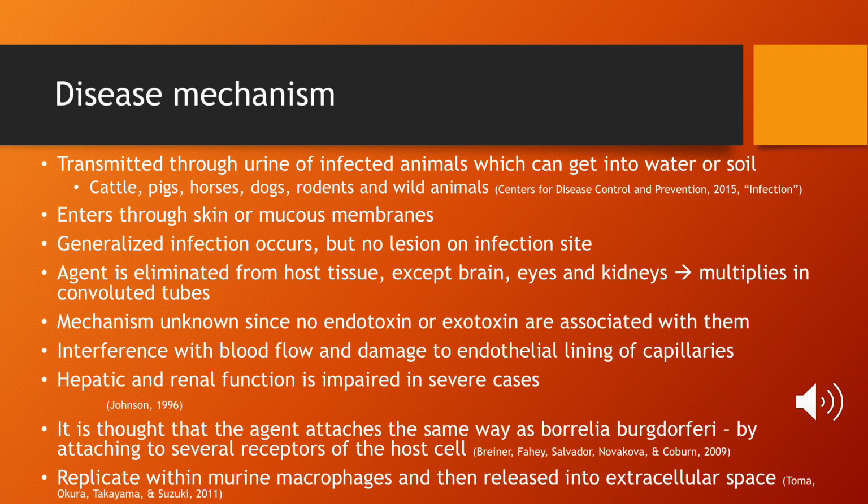However, it does interfere with the blood flow and does damage to the endothelial lining of the capillaries, and hepatic and renal function is impaired as well, especially in severe cases, which can actually lead to death. It is thought that the agent attaches the same way as Borrelia burgdorferi, by attaching to several different receptors of the host cell. It does replicate within the murine macrophages and is then released into the extracellular space.